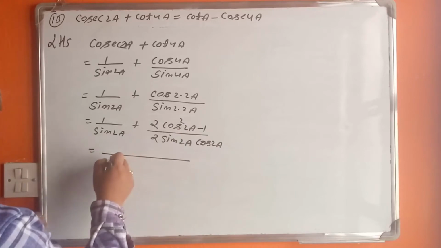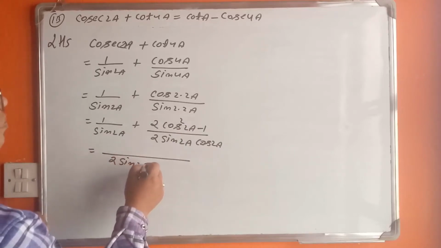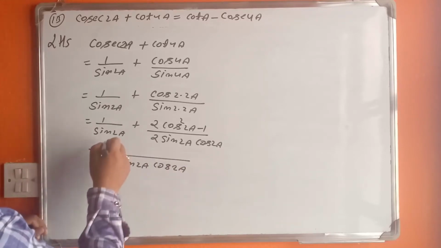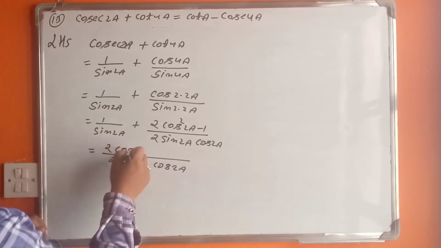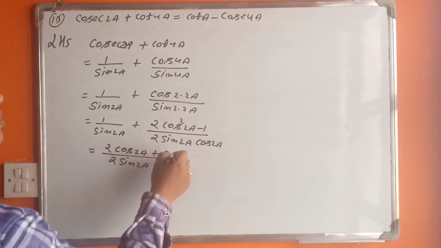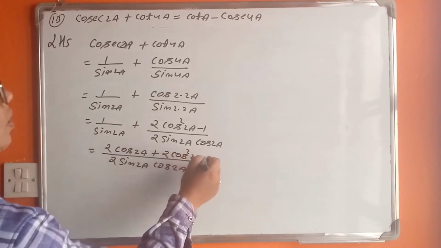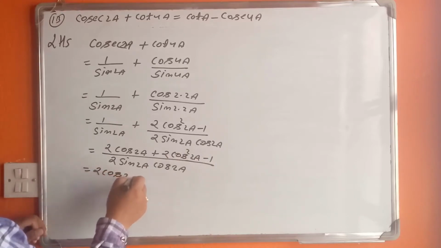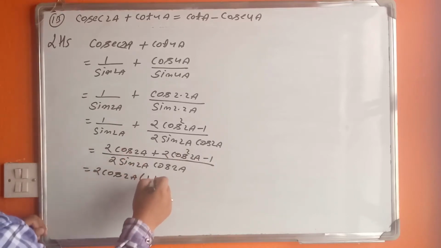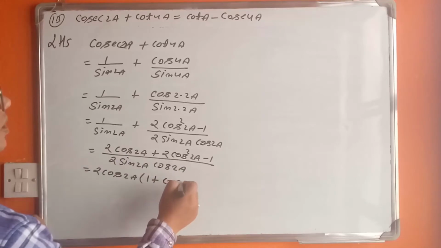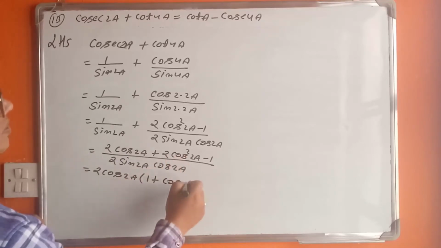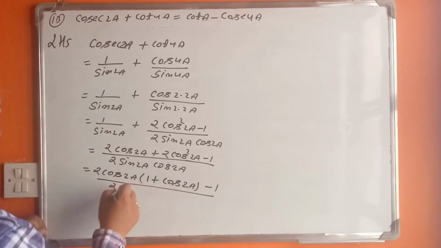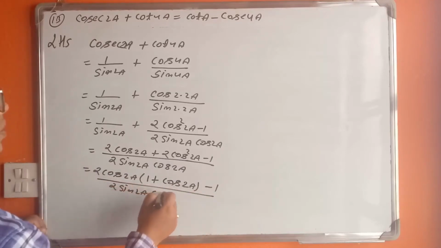Take the LCM: 2 sin 2a cos 2a is the LCM. Here sin 2a is there, but what is not there? 2 is not there, cos 2a is not there. This as it is because everything is there. Now take common: 2 cos 2a is common. Remaining here is 1, and here cos 2a, because 2 already came. In the square, 1 cos 2a comes, is 1 cos 2a. Remaining minus 1 separate, over 2 sin 2a cos 2a.